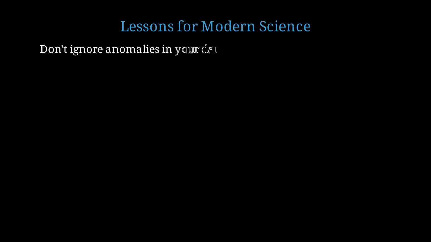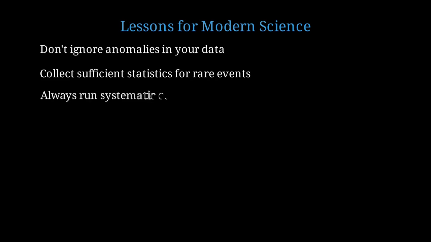Lesson 1. Don't ignore anomalies. The most important discoveries often hide in the data points you're tempted to dismiss as outliers or errors. Lesson 2. If you want to study rare events, you need massive datasets. 1 in 8,000 events requires tens of thousands of measurements to characterize properly. Lesson 3. Always run systematic controls. Extraordinary claims require extraordinary evidence, and that evidence must rule out instrumental artifacts.